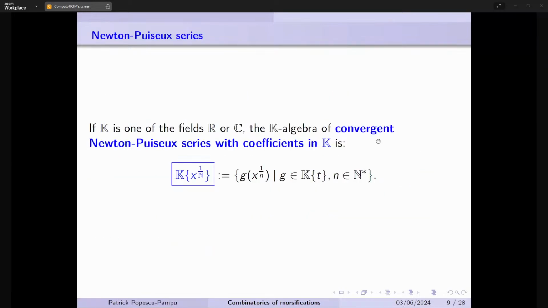In the sequel, K will be one of the fields R or C, and our notation for the algebra of convergent Newton-Puiseux series with coefficients in K will be this: K of x to the power 1 over the set of natural numbers, which denotes simply you take some convergent power series in the usual sense, and you replace the variable t by x to some power 1 over n. And these are Newton-Puiseux series, and the convergence comes from the convergence of G here.